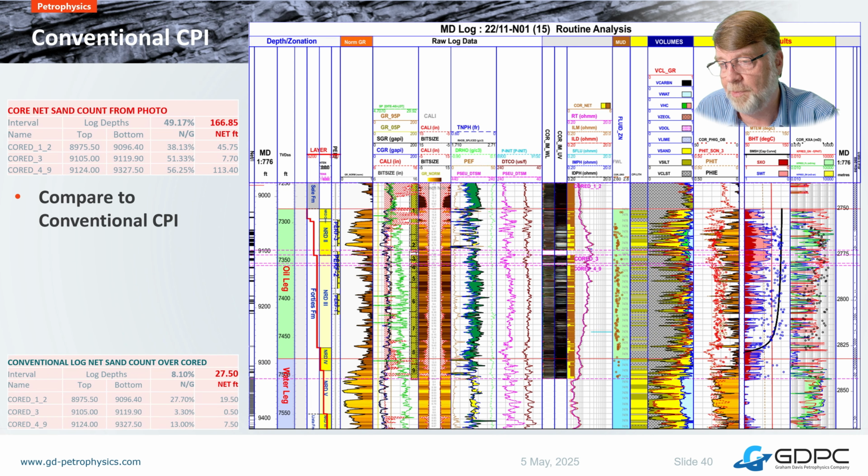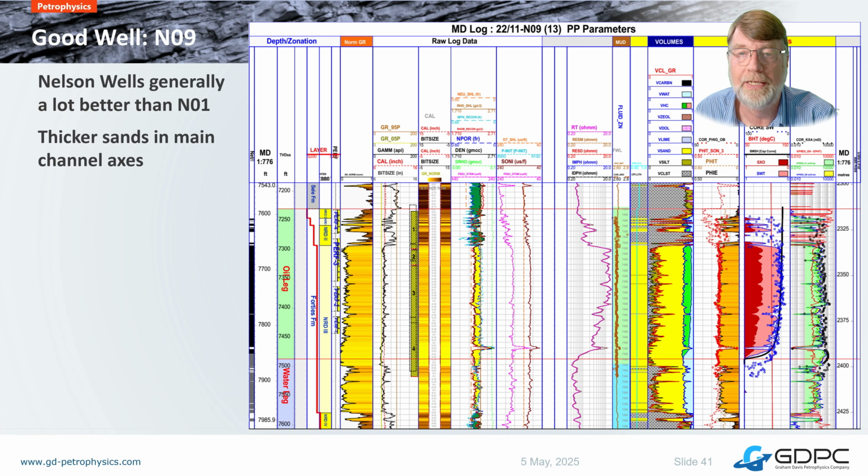And this is N9, drilled from the platform, and this is more typical: thicker sands in the channel axis area, and it's a lot better. But you can see the same saturation height function here. If I just toggle between the two, you can see that's what good Nelson rock looks like, with good permeabilities, and this is what poor Nelson rock looks like.